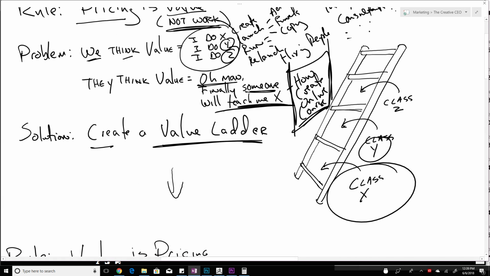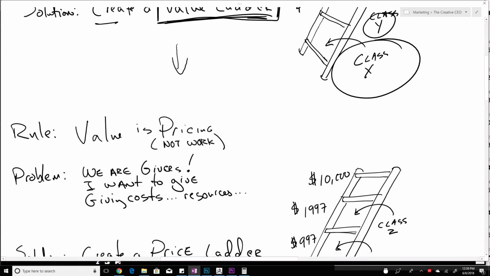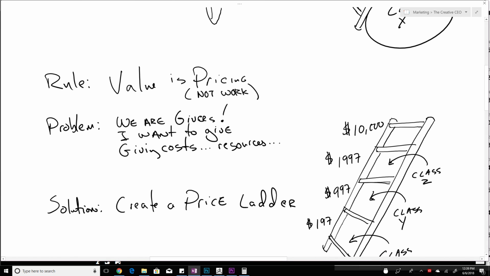So all of this other stuff, Y and Z, becomes part of our value ladder. And this figures into pricing when we look at this next step, which is rule number 3 or 4 here. Value is pricing. So pricing is value and value is pricing. And the reason why I state this is because you and I tend to be givers. We want to give, but giving costs.